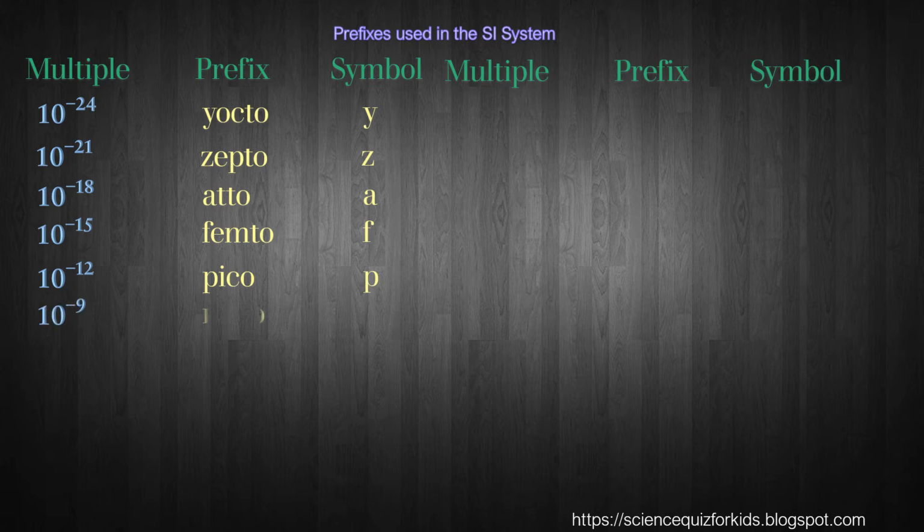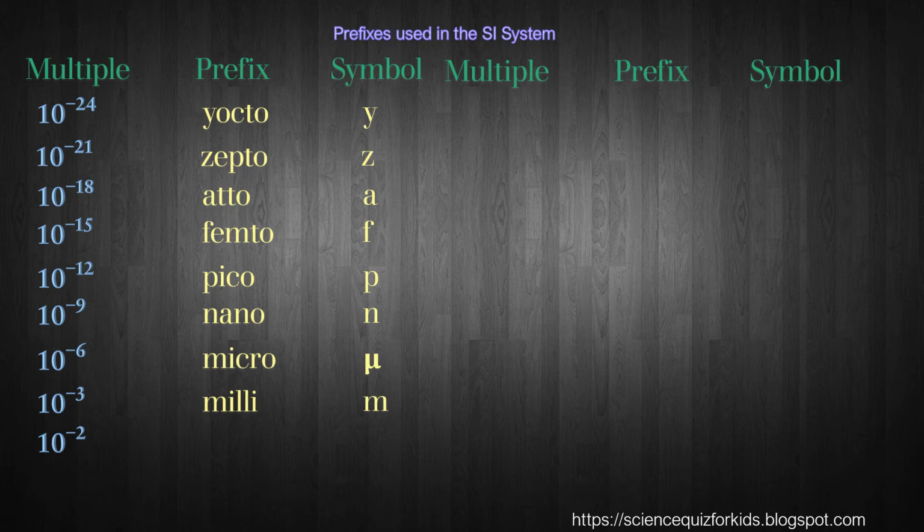10 power minus 9, prefix nano, symbol N. 10 power minus 6, prefix micro, symbol mu. 10 power minus 3, prefix milli, symbol M. 10 power minus 2, prefix centi, symbol C. 10 power minus 1, prefix deci, symbol D.